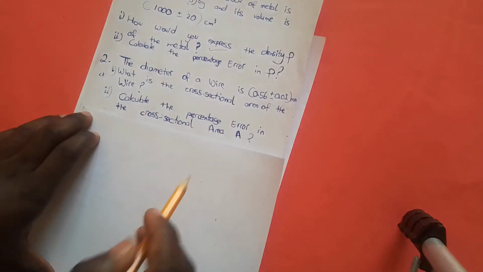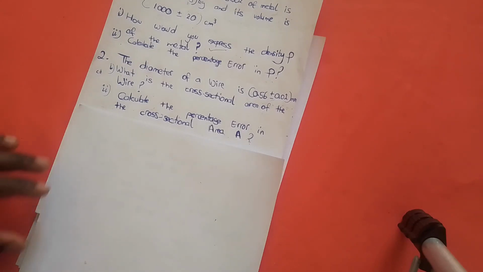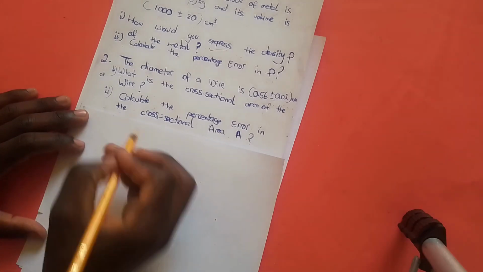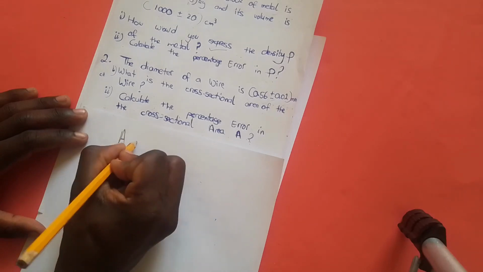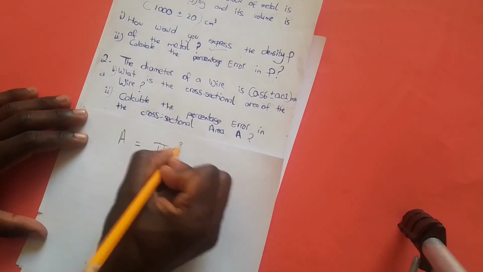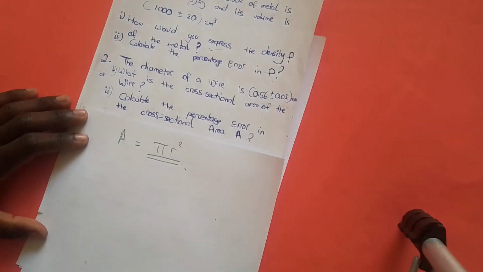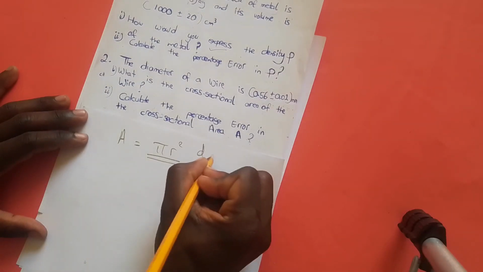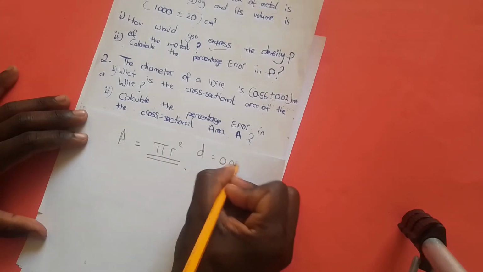So what is the cross-sectional area of the wire? The cross-sectional area A of a wire is equal to pi r squared. This is the formula for the cross-sectional area of a wire. But take note, the question didn't give us r, which is the radius. The question is giving us d, which is the diameter.